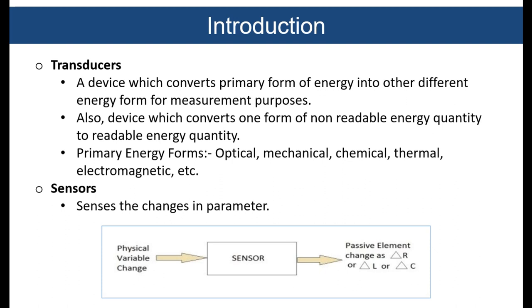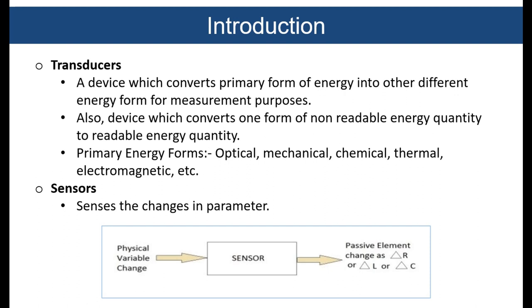Also, we can say that it is a device which converts one form of non-readable energy quantity to a readable energy quantity. The primary energy forms that we have are the optical form, that is the light form, the mechanical movement form, the chemical form, the thermal, that is the heat form, the electromagnetic form, and many more are present out there.